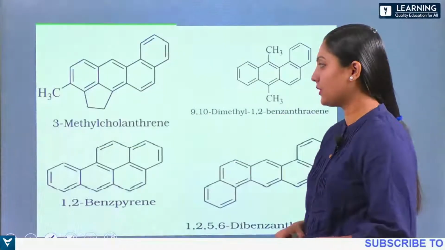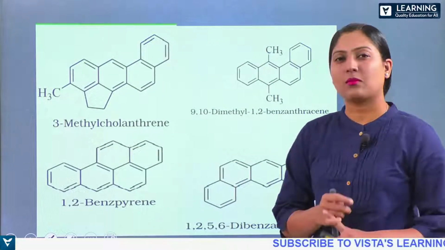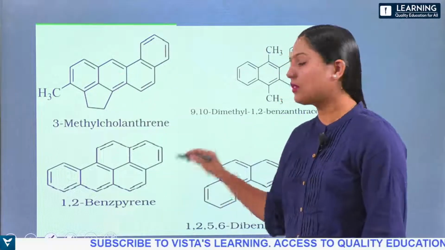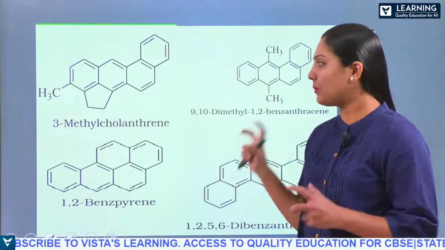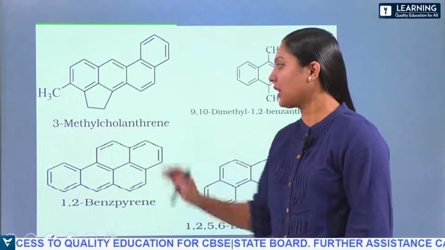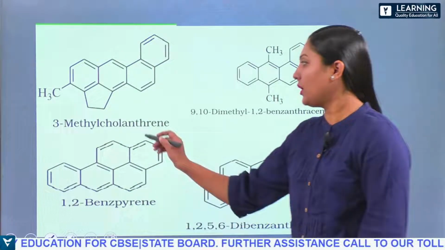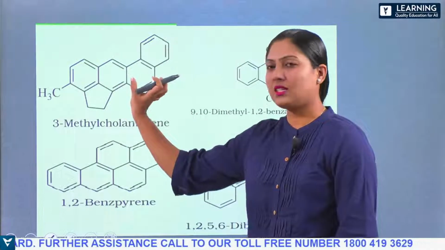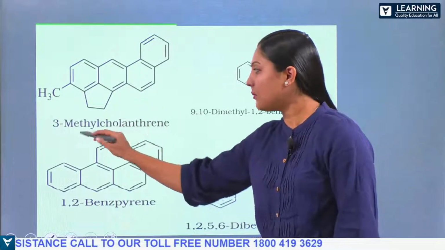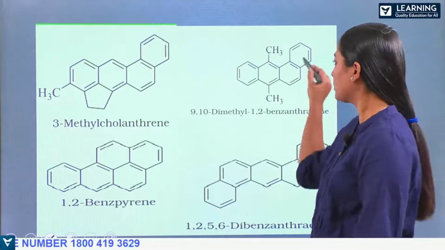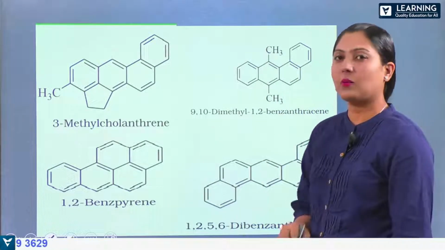Got it? Good. So here we have some such compounds where you can see more than two or three benzene rings fused together. So this is 3-methylcholanthrene. Anthrene we know, right? We have studied that three rings will be called anthracene. So here 3-methylcholanthrene. Here we have 1, 2, 3, 4 and 9, 10.